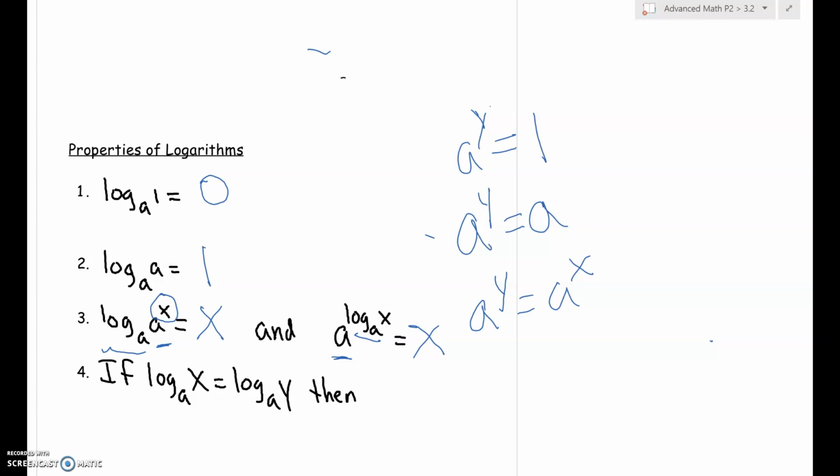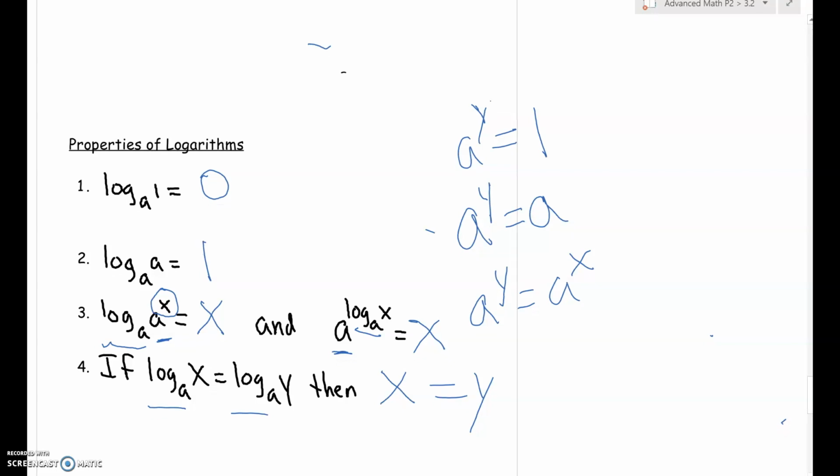And then the last one, number 4, is pretty self-explanatory. I think most of you already caught on. If I have two logarithms equal to each other with the same base, then what they're taking the logarithm of has to be equal too: x equals y. Another way we'll look at it is they kind of cancel each other out and they drop off. So we'll see that as well.